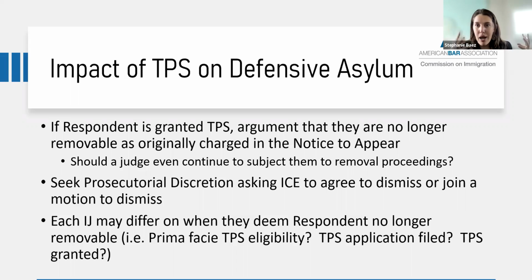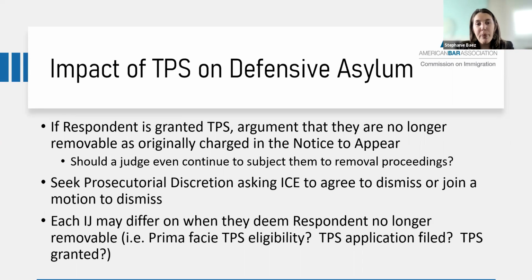So that's the overview of removal proceedings, which is important because now we're going to talk about how TPS impacts that. So the impact of TPS on defensive asylum, and defensive asylum means an asylum application that's in removal proceedings. So you're in immigration court. That's what we refer to as defensive asylum.